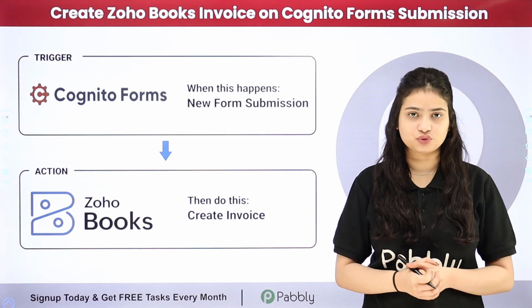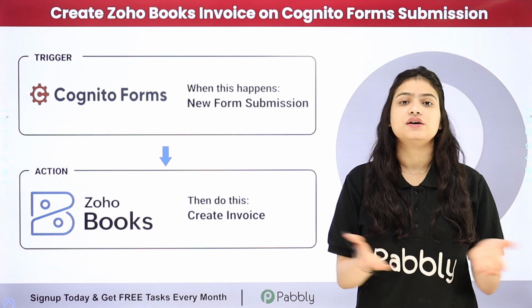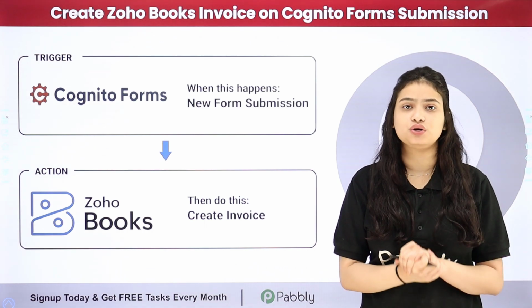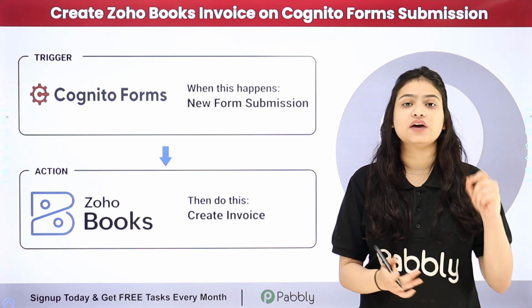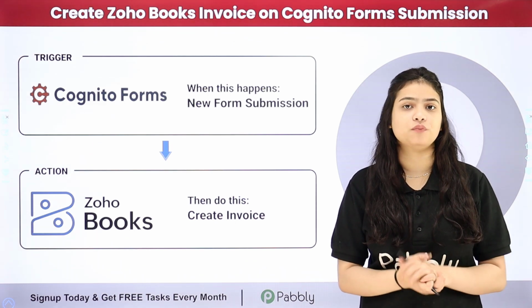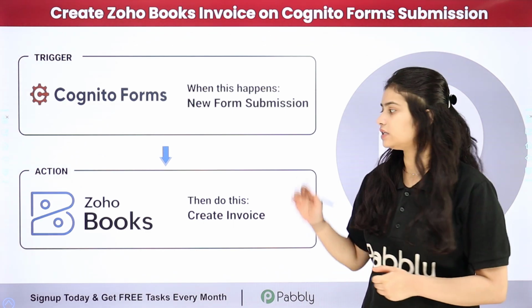In this video, we are going to learn how to create a Zoho Books invoice on Cognito Forms submission. So here, as an owner of an apparel store running my business online, I am using Cognito Forms for taking the orders. And I want that as soon as a customer places an order by submitting the Cognito form through my website for any of the products, an invoice should be created automatically in Zoho Books.